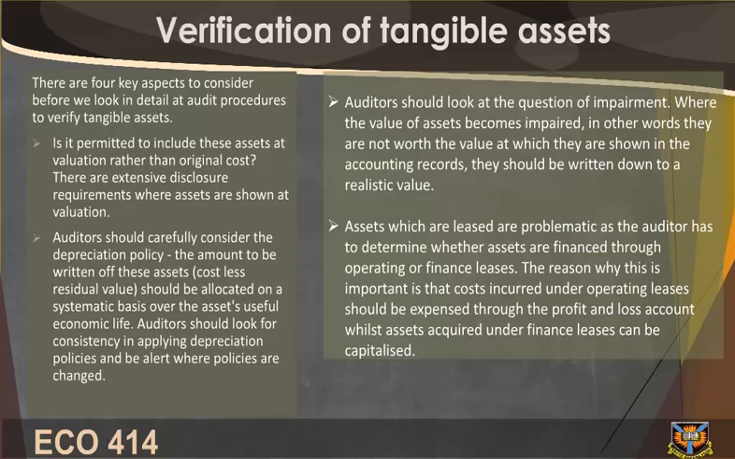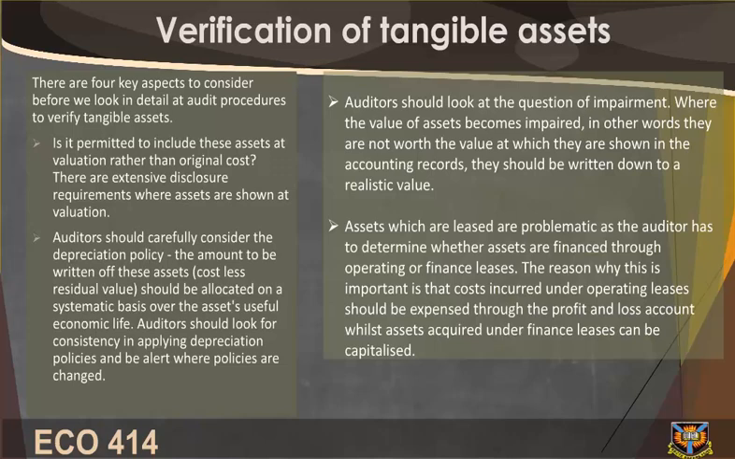The amount to be written off these assets, cost less residual value, should be allocated on a systematic basis over the asset's useful economic life. Auditors should look for consistency in applying depreciation policies and be alert where policies are changed. Auditors should look at the question of impairment. Where the value of assets becomes impaired, in other words, they are not worth the value at which they are shown in the accounting records, they should be written down to realistic value.